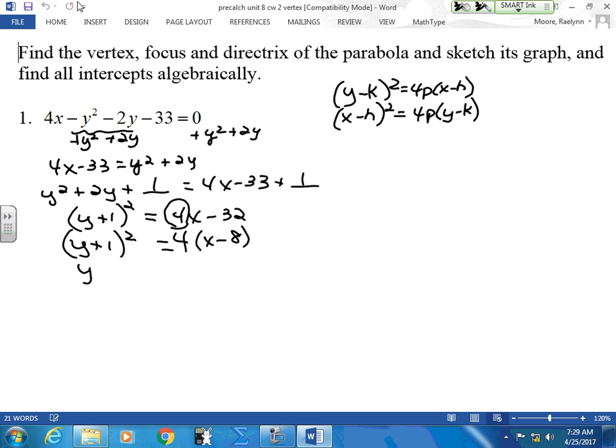So from y minus k squared, what's my vertex? X term first. 8, -1. The x always goes before the y. Always. Doesn't matter what side they're on.